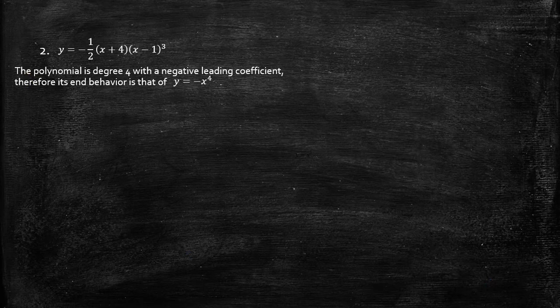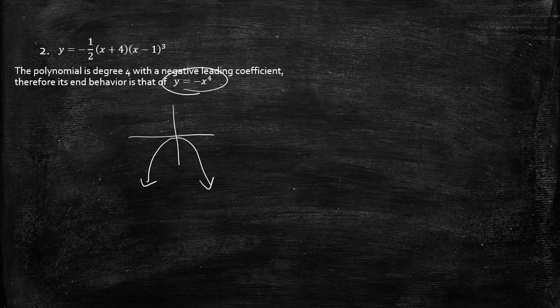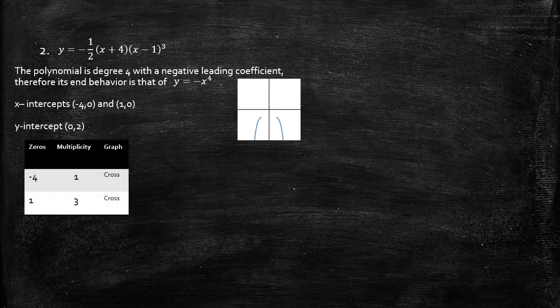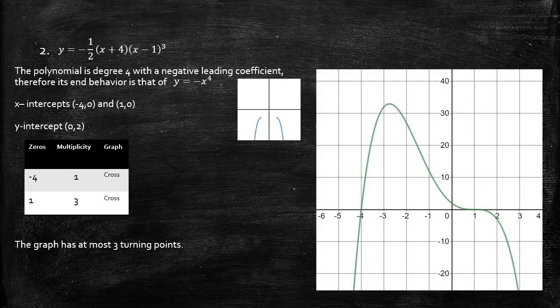So just to go through it again, degree 4, end behavior, -x to the 4th. So this is fine. You have to have the negative because that's what makes it open down. Okay, but it doesn't matter to me if you keep the 1/2 with it or not. The picture is the same. And then our x-intercepts and the y-intercept of (0, 2). We have our graph, so -4 and 1 are the zeros, the multiplicity, the graph crosses at both. At most 3 turning points. And here's the graph of our function.